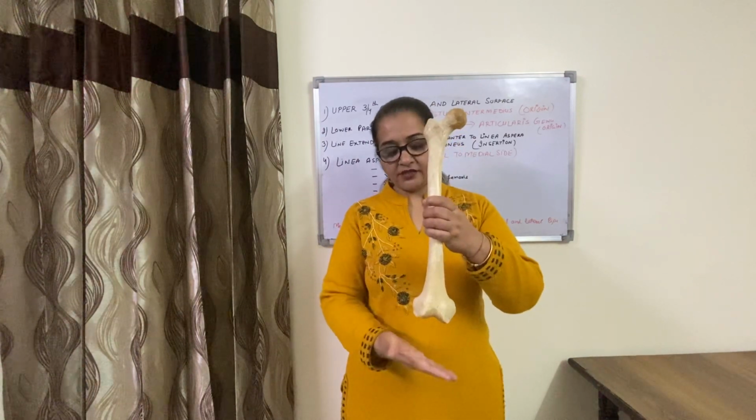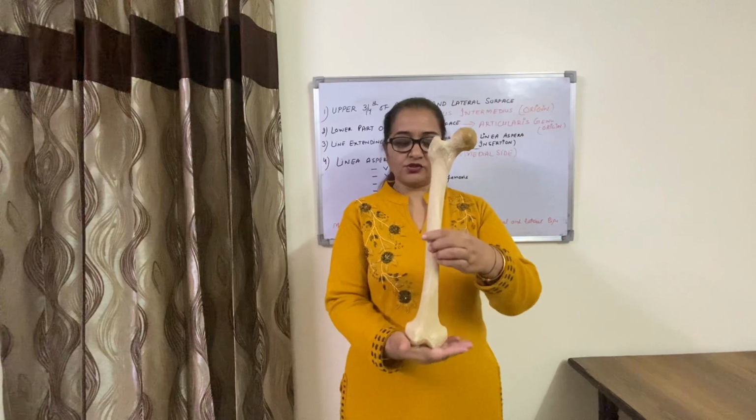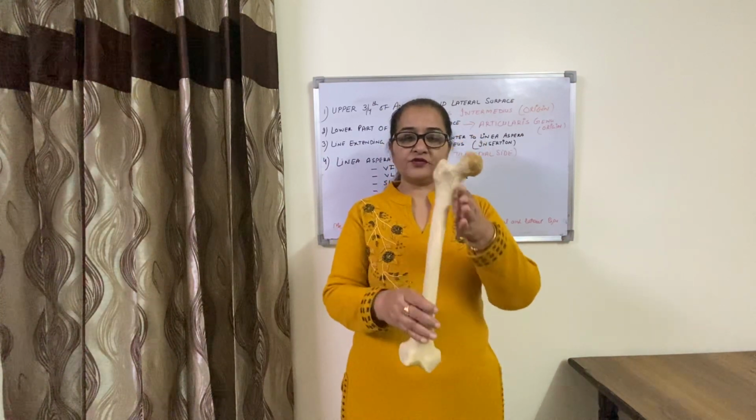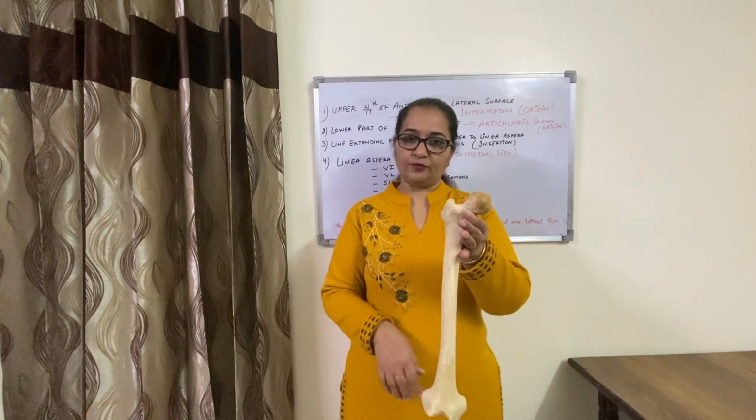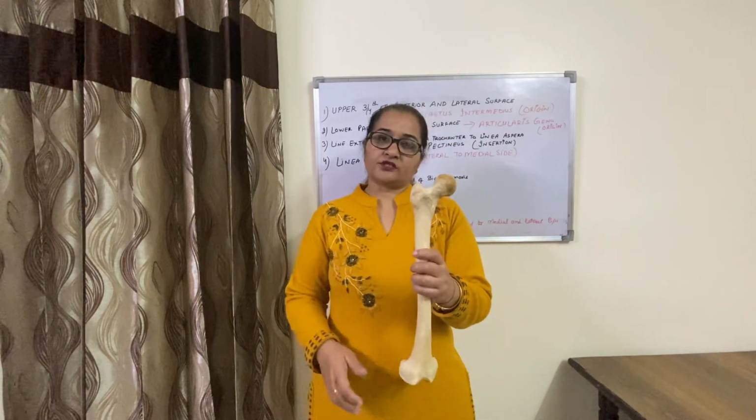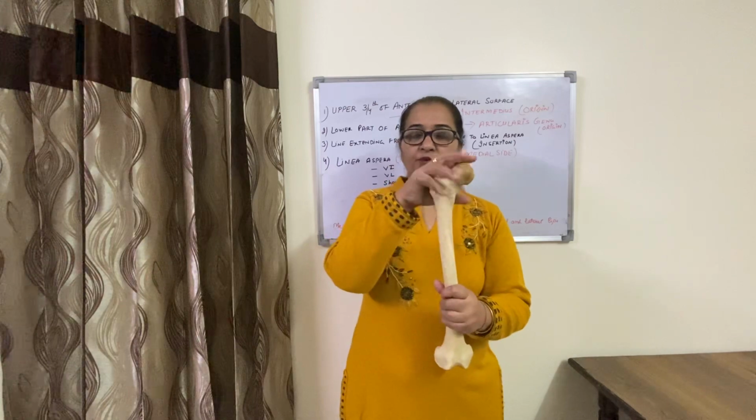Then both the condyles touch the horizontal plane. So this is how it is placed. The other way is, if you hold the bone like this, this is the anatomical position of the bone. Now coming to the description of the bone, as I have told you, it has an upper end.